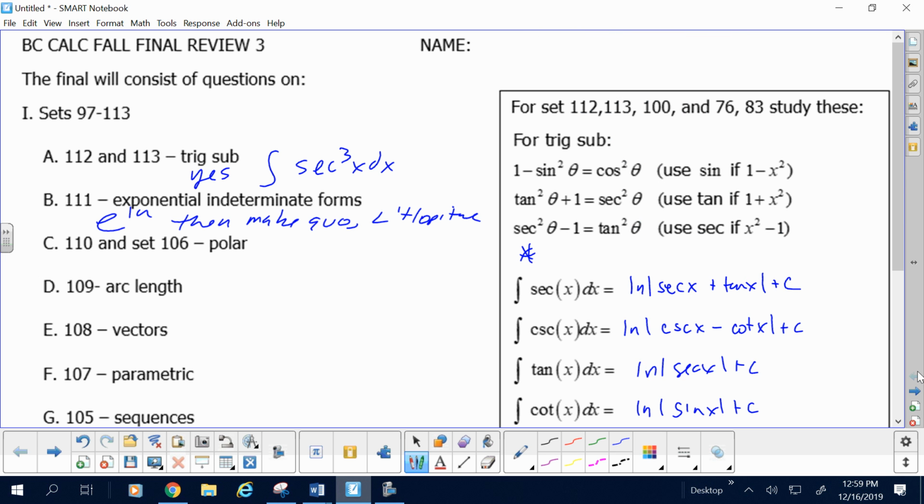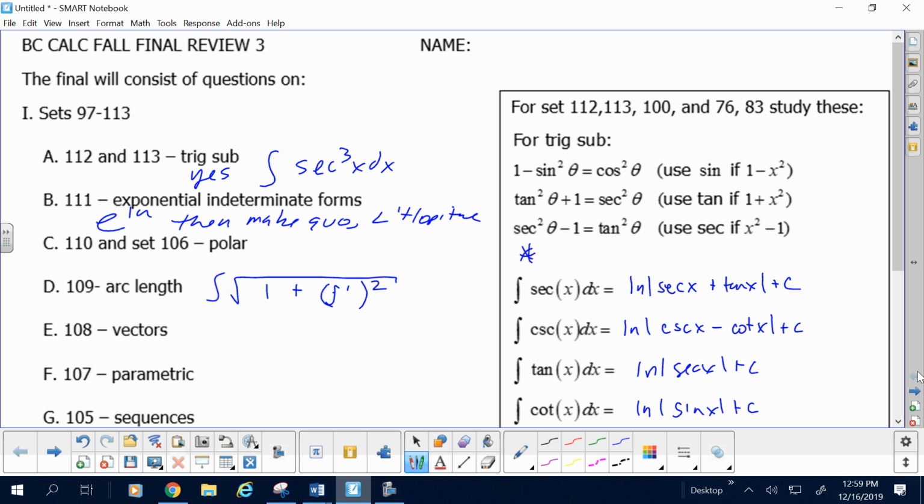Okay, going back to 109. There are 2 or 3 people in each class who are remembering the arc length formula wrong, so remember it correctly. It is the integral of the square root of 1 plus, not minus, it's plus, f prime squared, the derivative, not f. I'm seeing people use minus, I'm seeing people use f, not f prime.